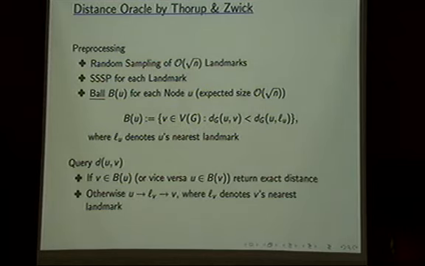And now, why do we get n times square root n space? Well, we selected square root n landmarks, and each node stores the distance to all these landmarks. This is going to take space square root n. And each node also stores a ball. Now, how big is the ball? The expected size of the ball is square root n for each node, because you enumerate all the nodes around U, and each node is selected as a landmark with probability such that the number of landmarks is square root n. So it's selected with probability 1 over square root n.